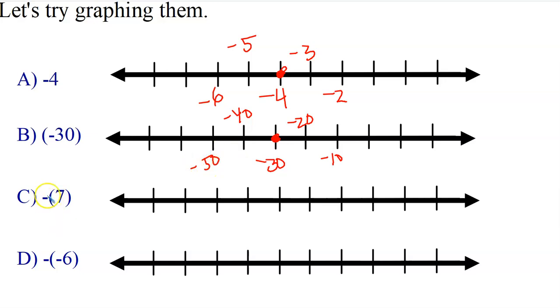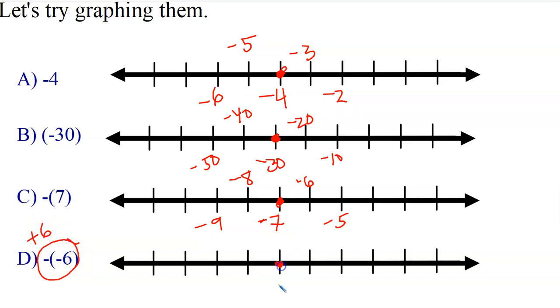So this is negative 7. So we start here with a negative 7. This would be negative 6, negative 5, negative 8, and negative 9. The last one, remember I told you it's the opposite of negative 6. You can picture being on the other side of the 0, so it's actually a plus 6.